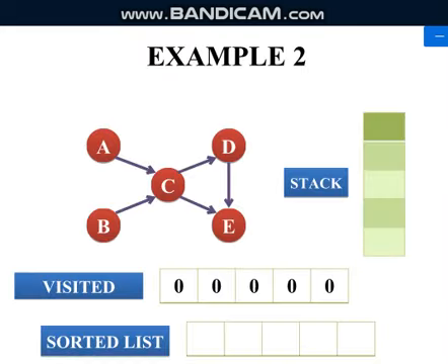Now let us see another example. So you have one more example here. So A, B, C, D, E. You can see here, from A you can reach C, from B also you can reach C, from C you can reach both D and E, from D you can reach E, isn't it?